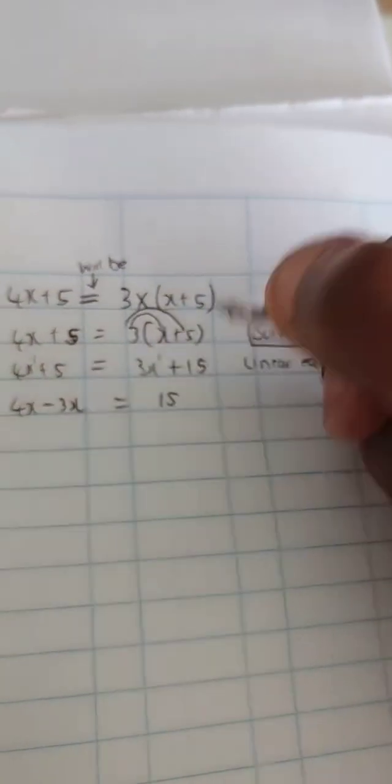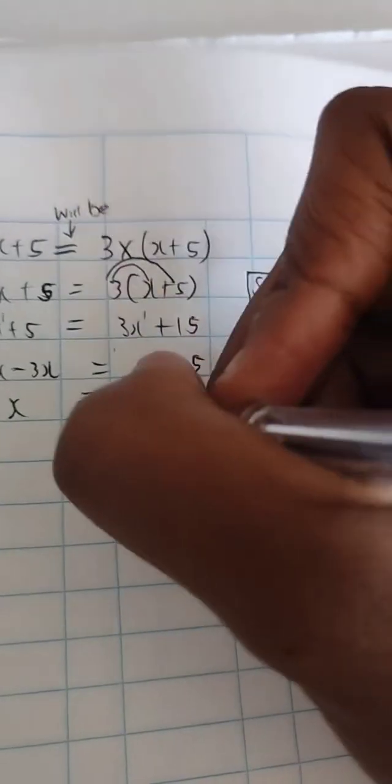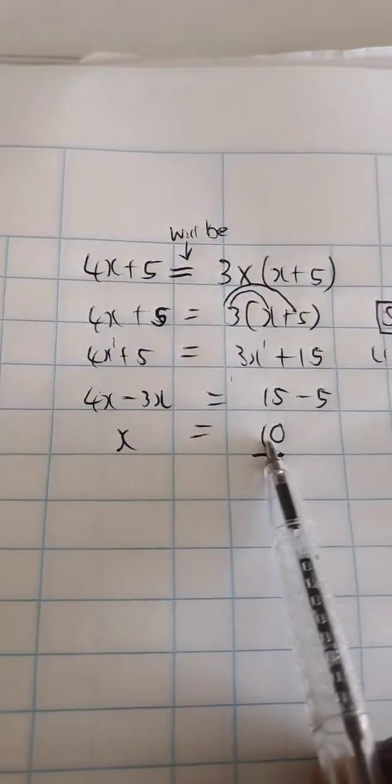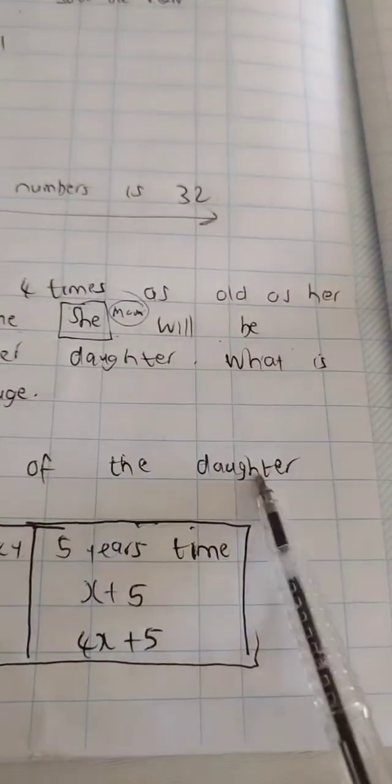Linear equations, we simply solve by isolating the x variables on the left, and then we take the numerical values to the right. When 5 goes over, it transposes, becomes negative 5. X is equal to 10. This 10, what does it represent? It represents the age of our daughter.